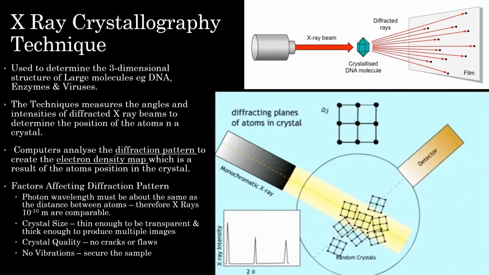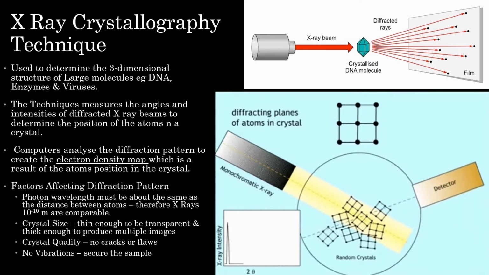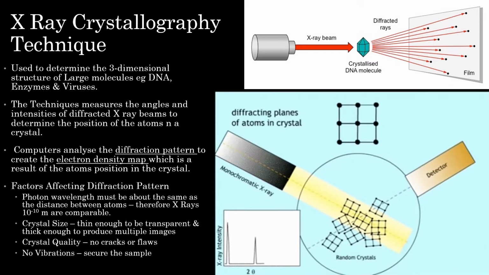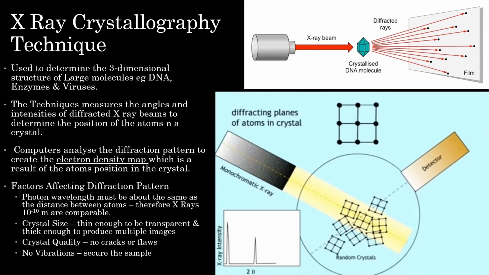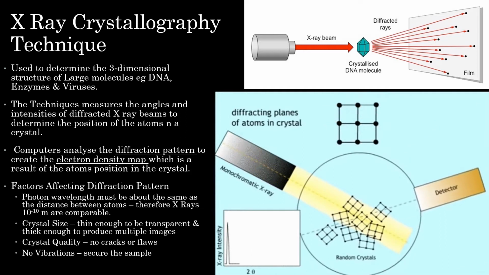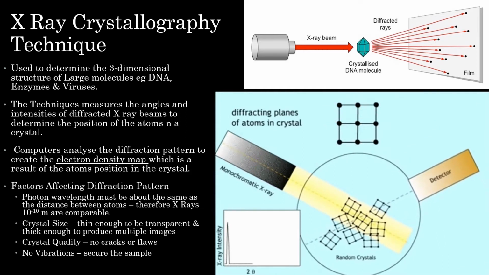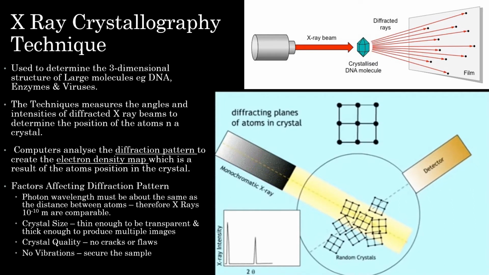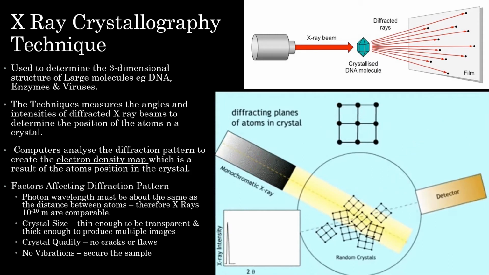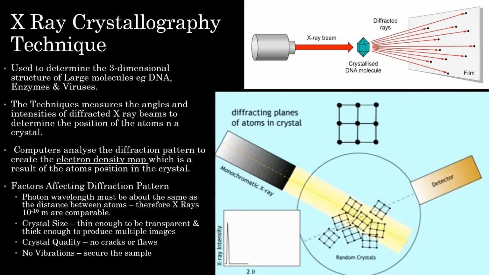Now there are some factors that affect this diffraction pattern. First of all, the photon wavelength. It's got to be about the same distance as between the atoms. So X-rays fit that distance, and that's 10 to the negative 10 meters, comparable to the distance between atoms. The crystal size. Now the crystal needs to be thin enough to be transparent to shoot X-rays through it, but it needs to be thick enough to produce multiple images.